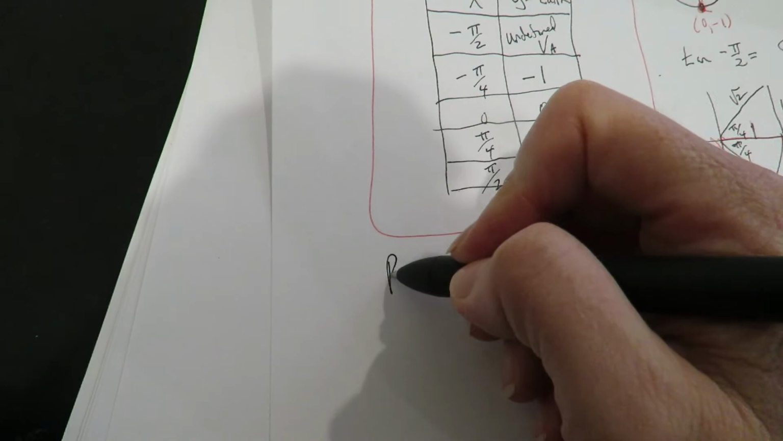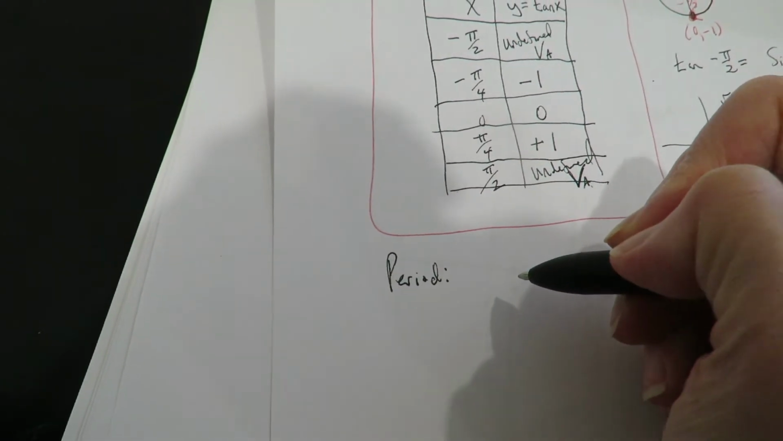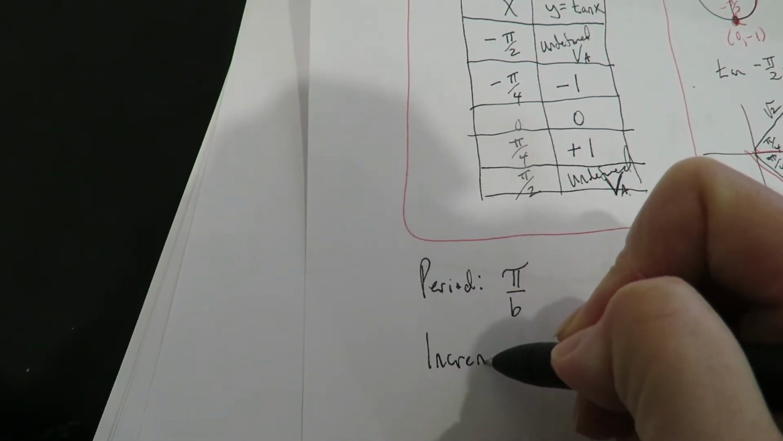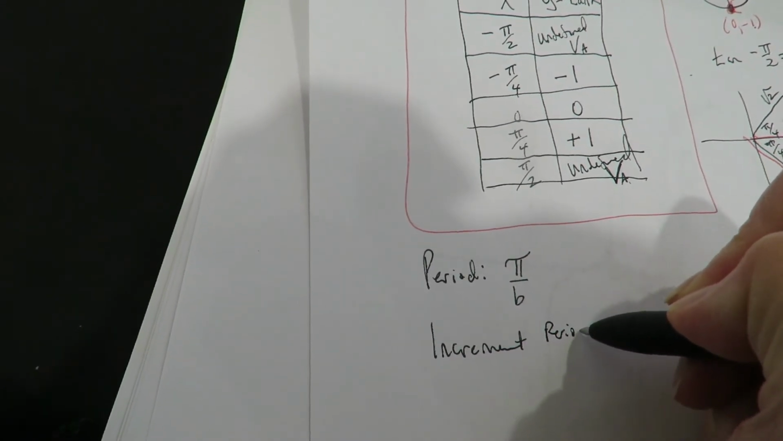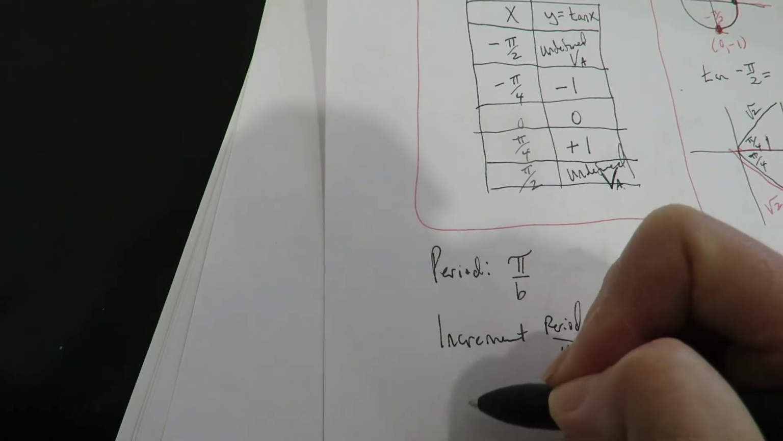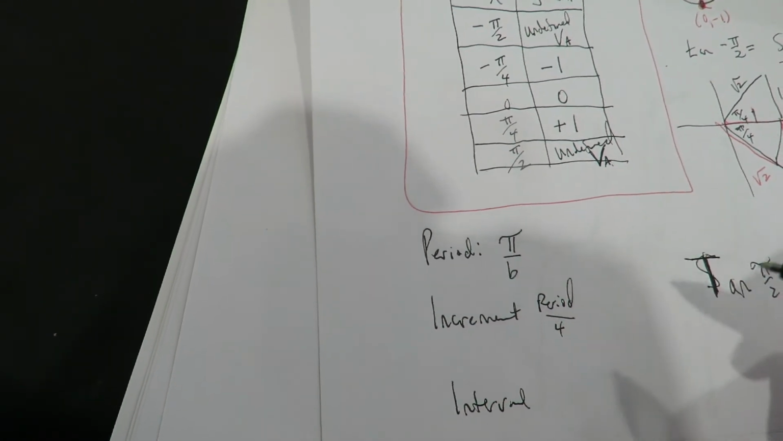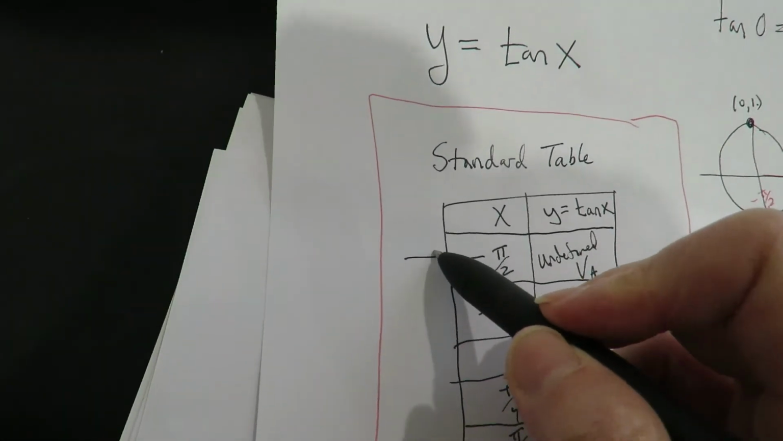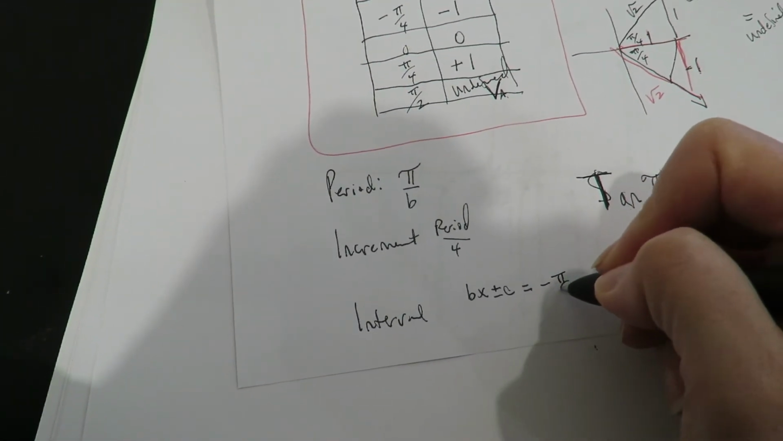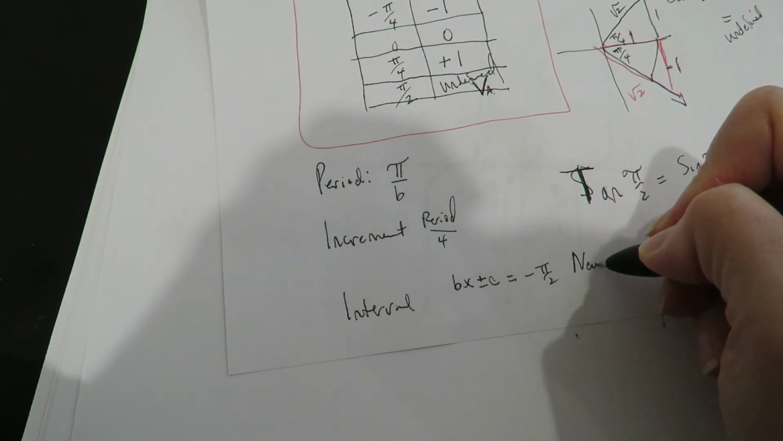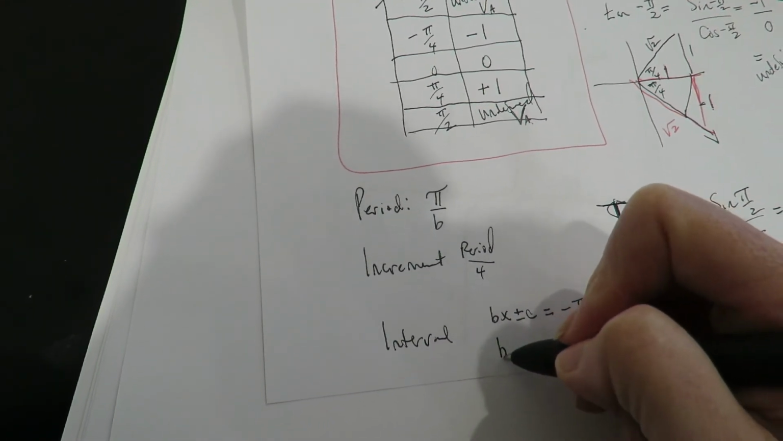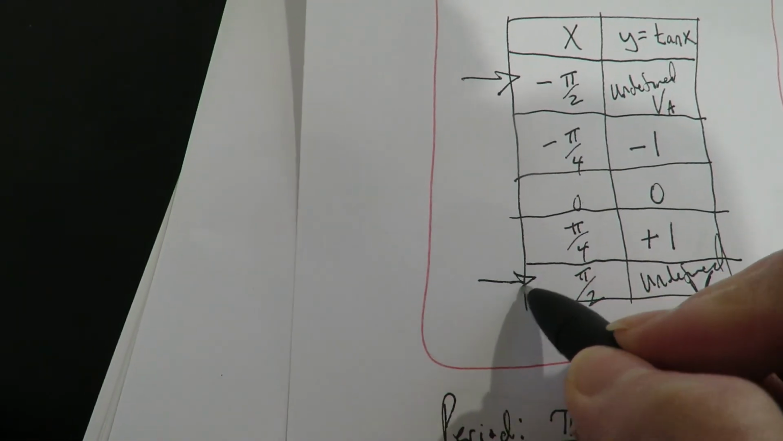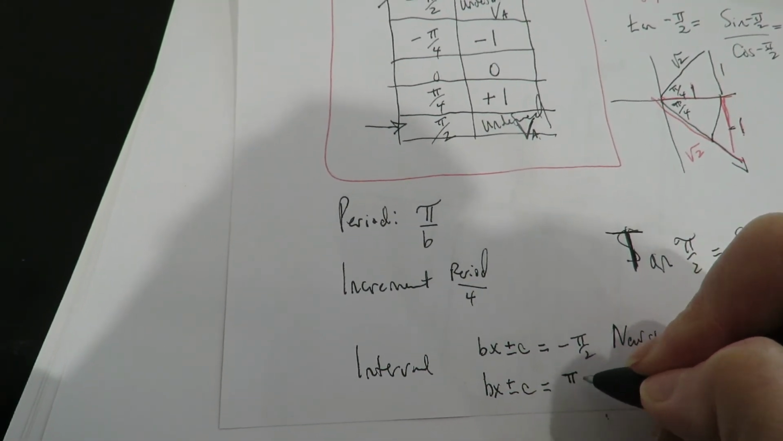So the period for the tangent function is not 2π/b because it's a shorter function, so it's actually just π/b. The increment is still the period over 4. That's the same for all functions. And the interval is different. The interval is a start and stop. So the inside of the tangent function has to start at the old start, which was -π/2. This is how you find the new start. And the inside of the trig function, this here is the old stop. So you'd have to re-index it to the old stop.